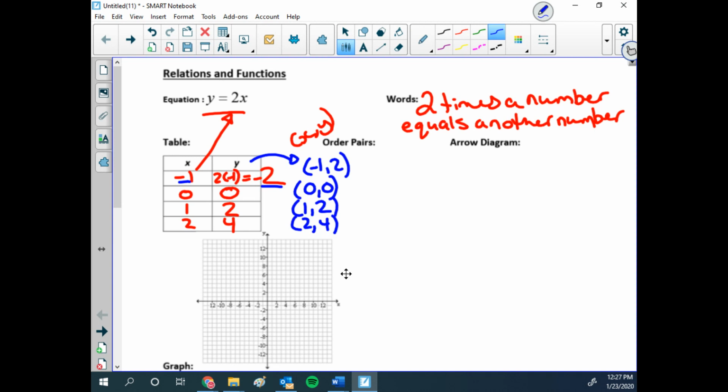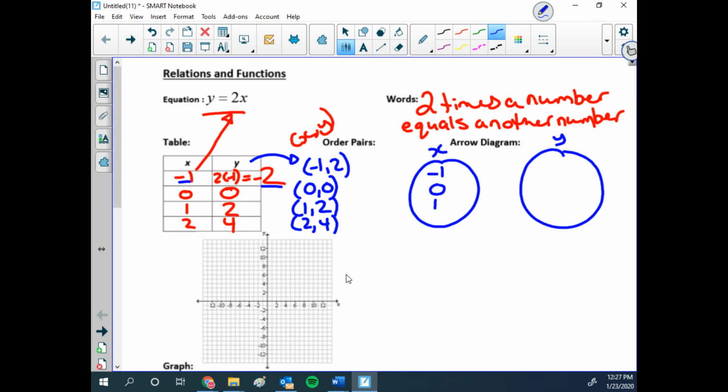Arrow diagram, I'm less of a fan of, but you still might see it, so I'll go through it. An arrow diagram is another way of just saying, here's x, here's y. It's a little bit more useful with functions. So if this is all of the numbers for x, here's all of the numbers for y. I take the numbers in x and put them into that circle: -1, 0, 1, and 2. All of the numbers for y go in the other set: -2, 0, 2, 4.